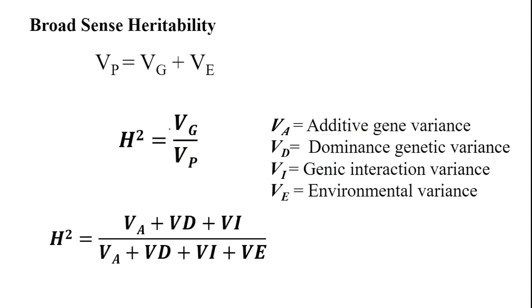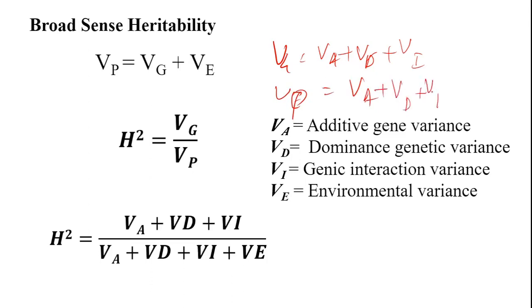So the formula is indicated like this: Vg is equal to Va plus Vd plus Vi, whereas Vp is equal to Va plus Vd plus Vi plus Ve. So here an additional environmental effect is also there with respect to phenotypic variation.